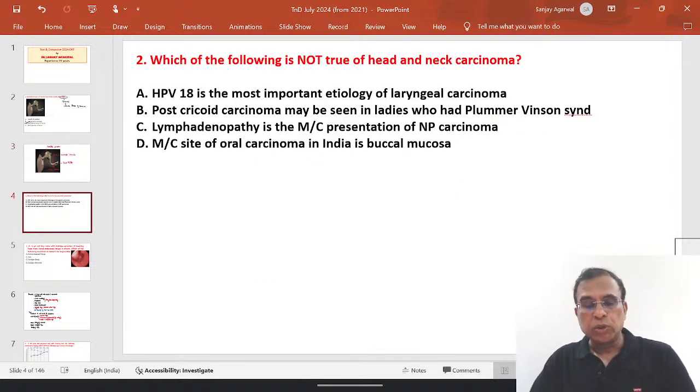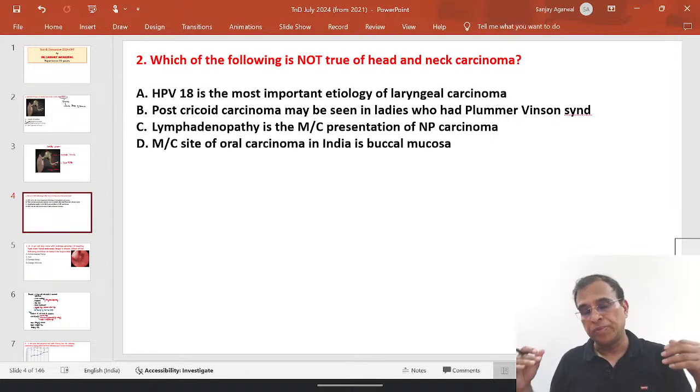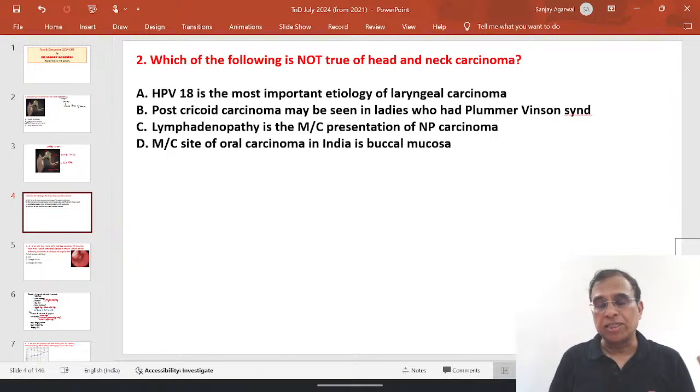Question number 2. Which of the following is not true of head and neck carcinomas? So head and neck carcinomas are a very important topic in ENT. Lately they've been asking a few questions from here, and so I've combined 3 or 4 different questions that have been asked and created one question out of it. This one question is actually asking you about 3 or 4 different questions.